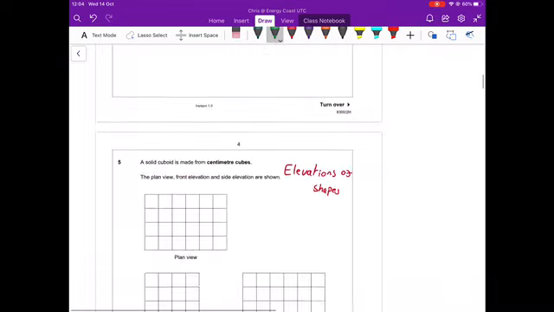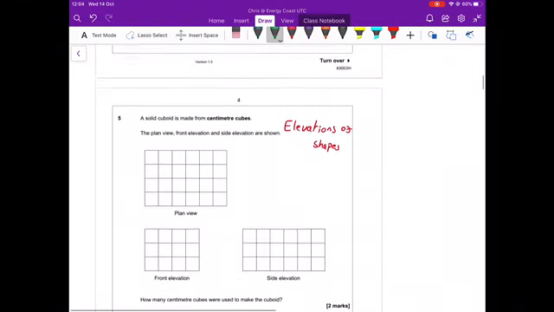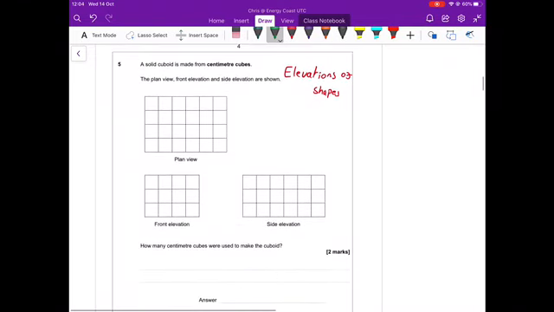Let's keep going. Elevations of shapes. So what is this telling us? We've got a solid cuboid. It's made up of centimeters cubed. The plan view, that just means the top view. So if you looked at it from the top, you'd see this. The front view, so if you looked at the front, and the side, if you looked at it from the side. Okay, how many centimetre cubes were used to make this cuboid? Another way of asking that exact same question is, what is the volume of this cuboid? Okay, so how many centimetre cubes means what is the volume of it?